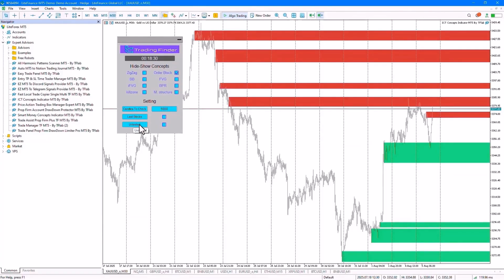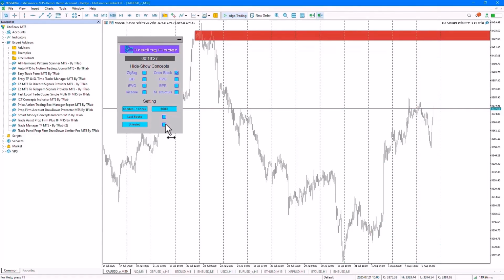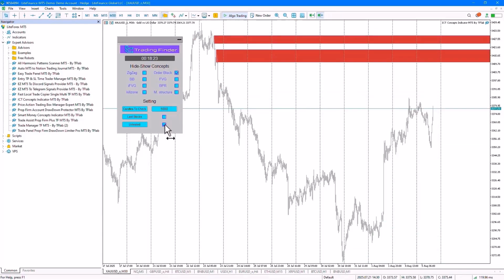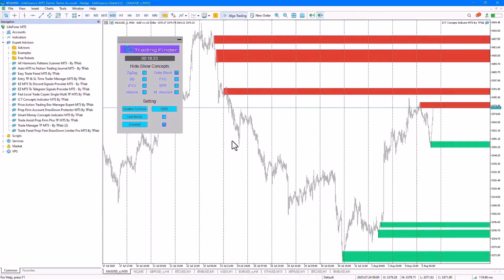The next option available is directly related to the concept of untested zones. By enabling this section within the indicator's settings, the system begins the process of identifying and highlighting fresh, pristine, and entirely untouched zones on the chart.